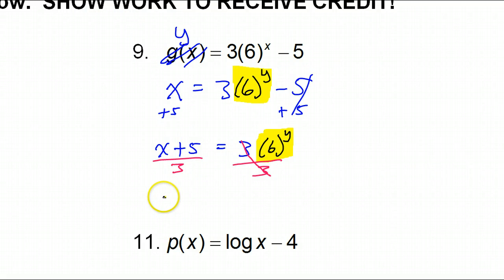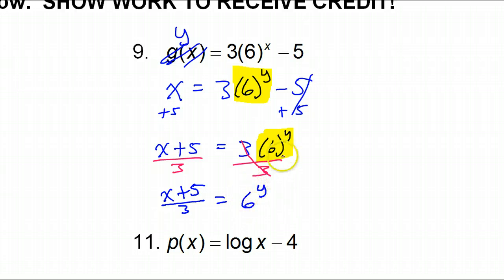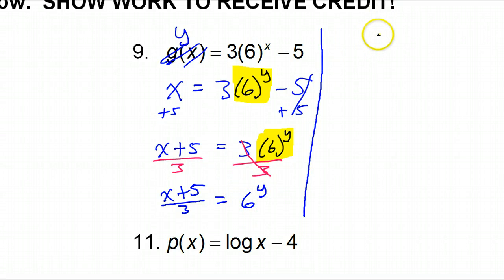Okay, so that's going to give us (x plus 5) over 3 is equal to 6 to the y power. Now that I have this base and power by itself, I can go ahead and rewrite this in log form. It's already in exponent form. So let's start with the base of 6. In log form, of course, you're going to have log. So log base 6 for sure.